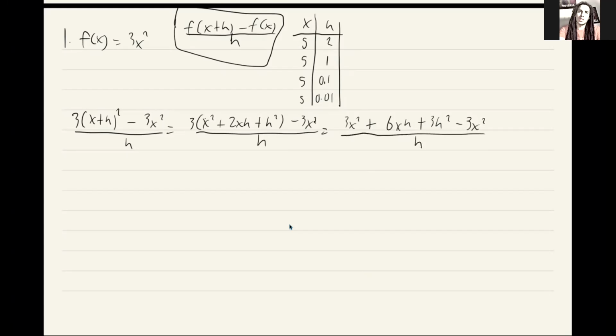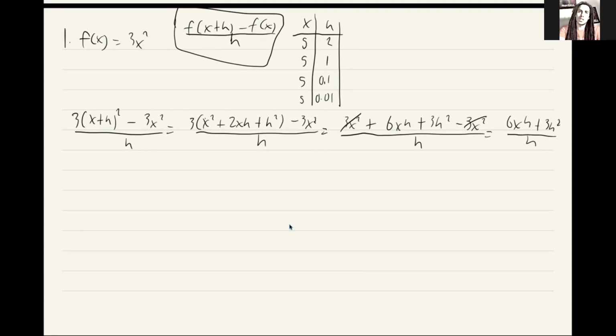When it comes to difference quotient problems, typically once you get to a certain point, all the values that lack an h should be eliminated. So the 3x squared and the negative 3x squared cancel, which means they are gone. And then you have 6xh plus 3h squared over h.